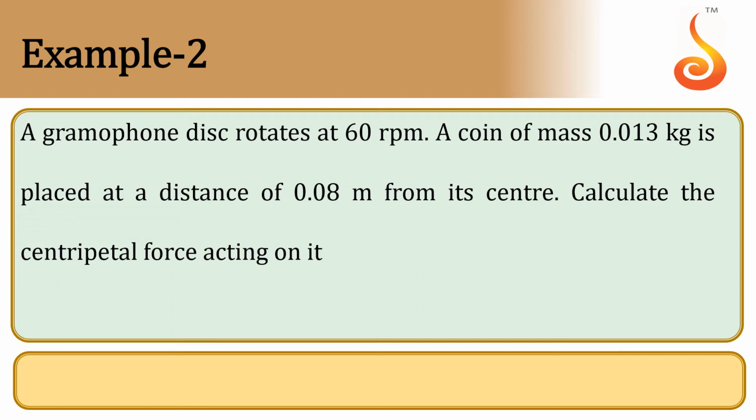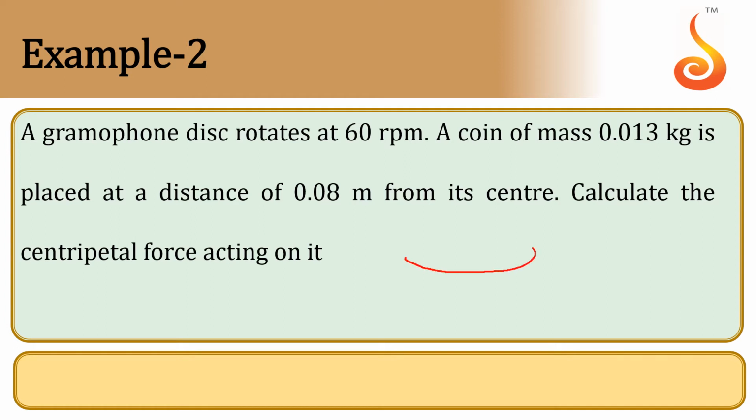Example 2. A gramophone disc rotates at 60 rpm. A coin of mass 0.013 kg is placed at a distance of 0.08 meter from its center. Calculate the centripetal force acting on it.